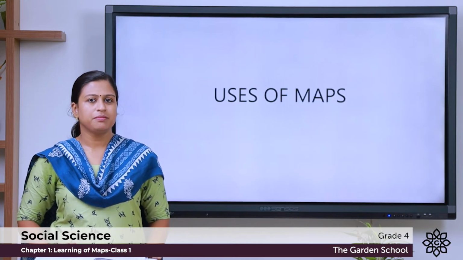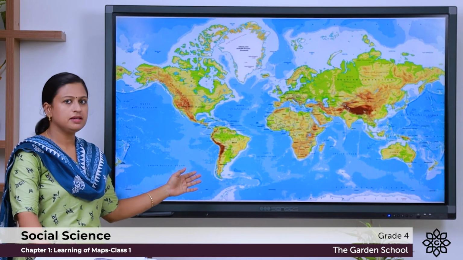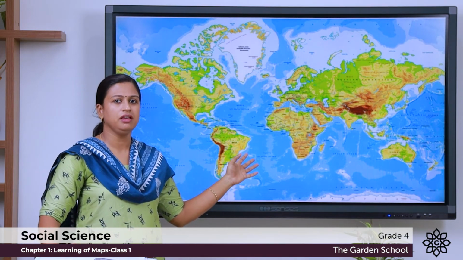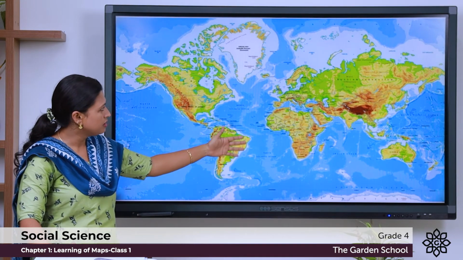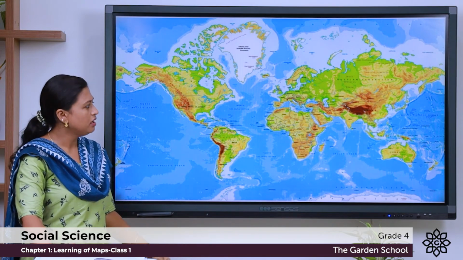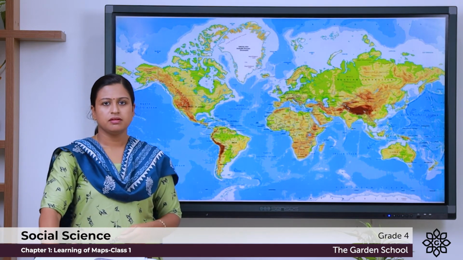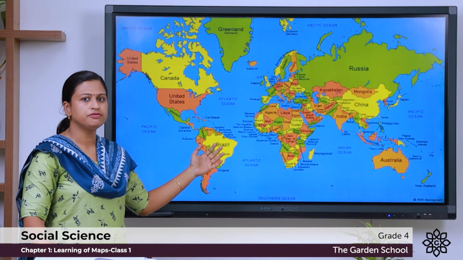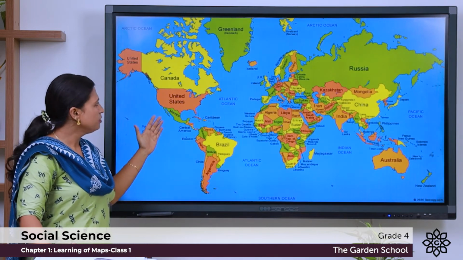Next, we will discuss the uses of map. Here you can see the world map. It emphasizes the natural features of the world. Here you can see mountains, oceans, continents, plain areas, desert. For example, this brown marked area are the mountains. We can also use maps for location of the continents, the countries and oceans.